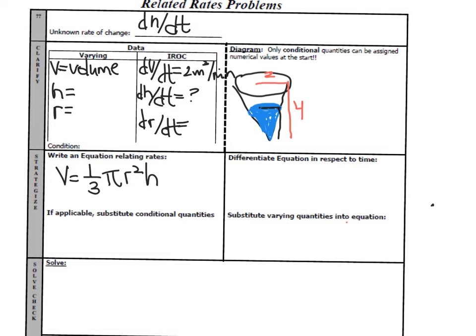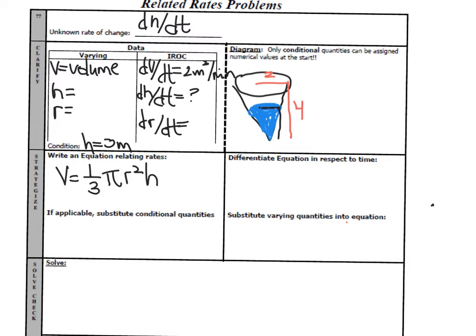Because you notice I've got a pi, r squared, and h, and I still haven't used this idea of 2 to 4. Now, we don't know exactly how height... oh wait, let me do the condition. Sorry, I almost got ahead of myself. We want to know the change in height over time when the height is 3 meters.